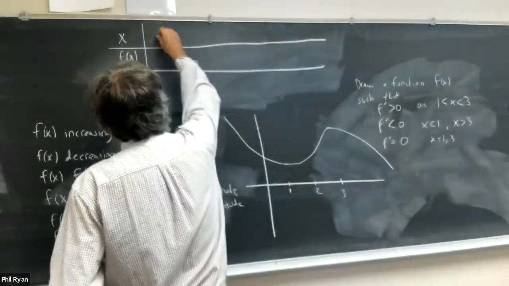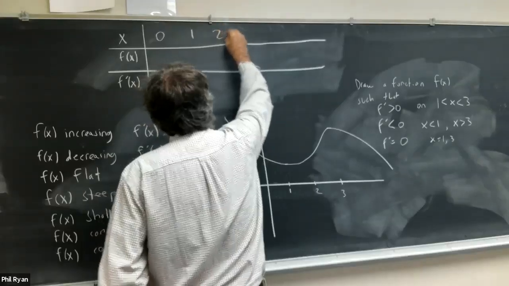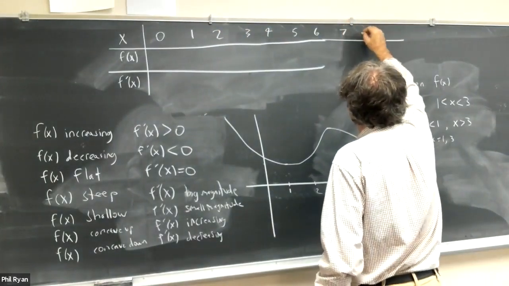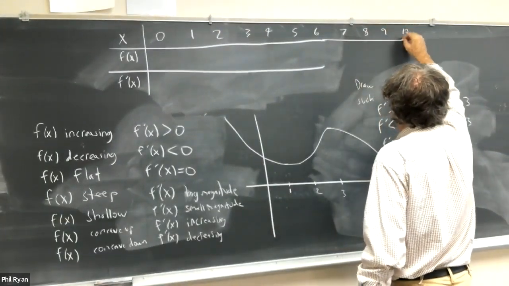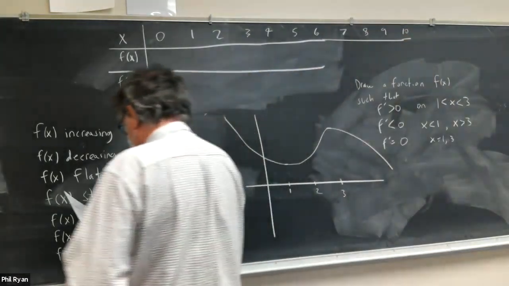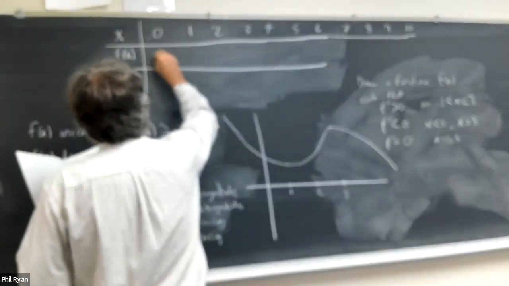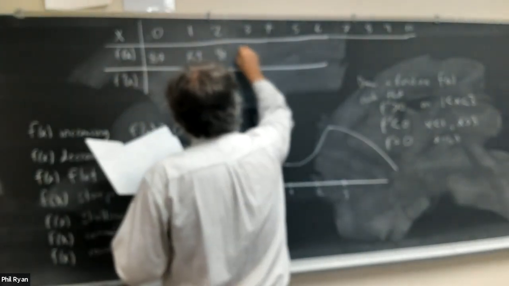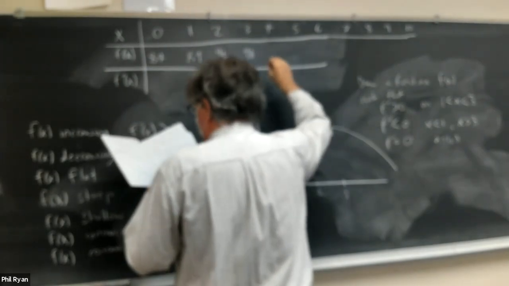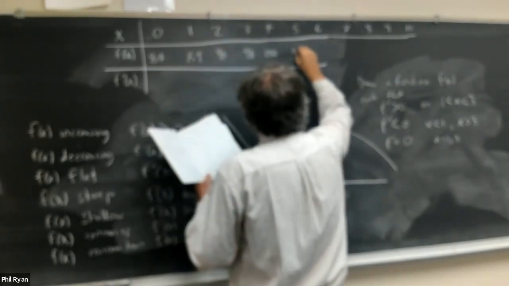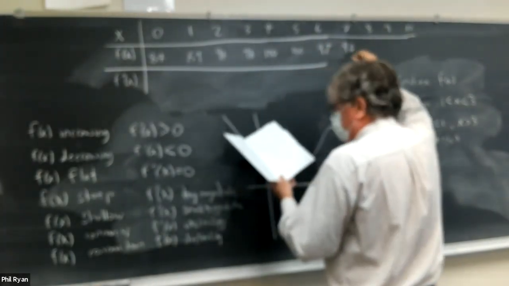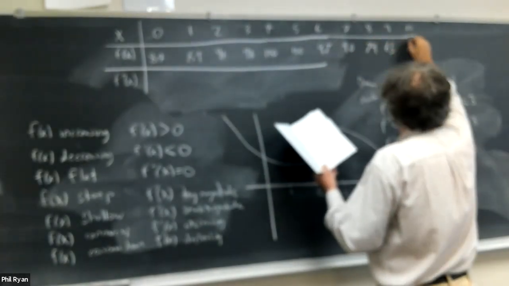Okay, so we've got x values 0, 1, 2, 3, 4, 5, 6, 7, 8, 9, 10. And our f of x is 84, 89, 94, 98, 100, 100, 97, 90, 79, 63, 41.